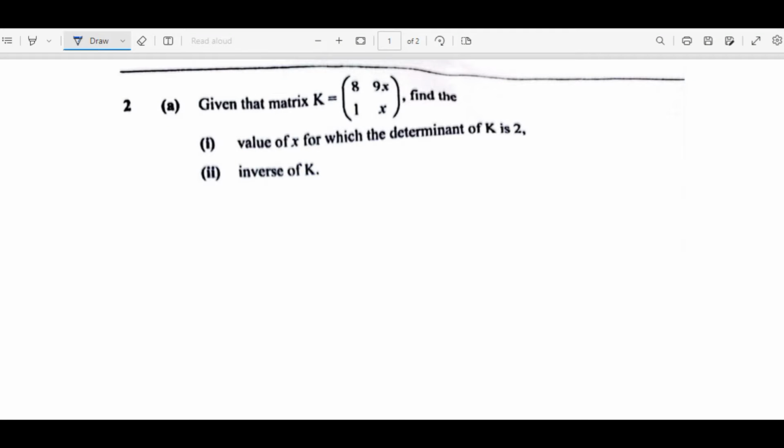Welcome guys. Before us we have a question in Math Paper 2 for the year 2023, and we are dealing with a paper that was written by the internal candidates.